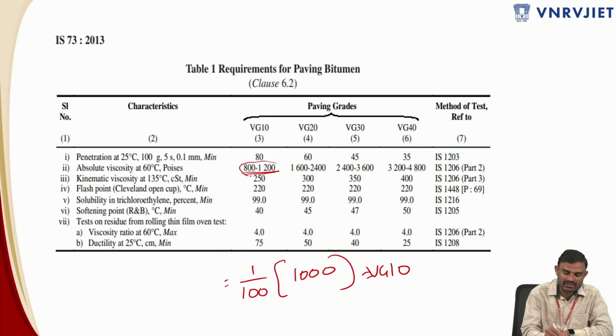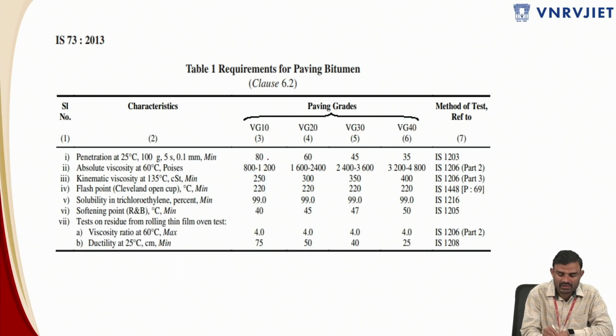When you have a viscosity in the range of 800 to 1200, it is said to be VG10. Similarly, you take the average of 1600 and 2400, which is 2000. Divide by 100, 1/100th of the average viscosity, and you get VG20. Similarly VG30, followed by VG40. These are the conditions that need to be fulfilled when you are testing the viscosity grade of bitumen.